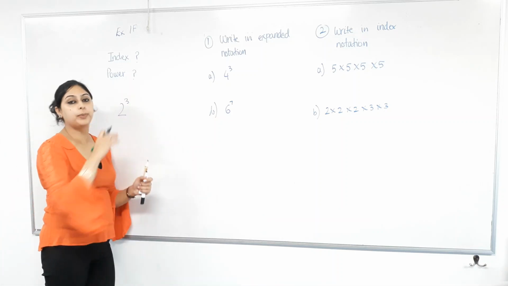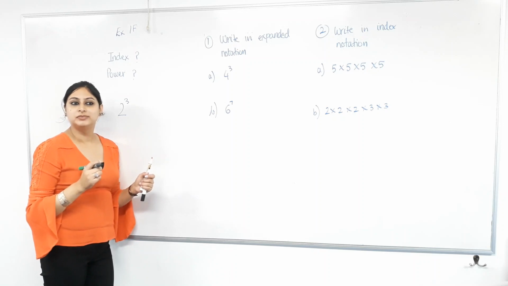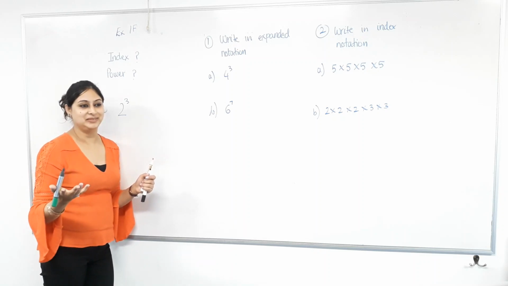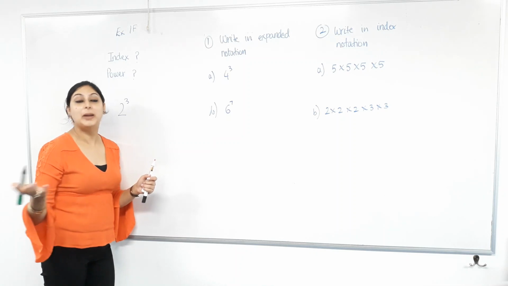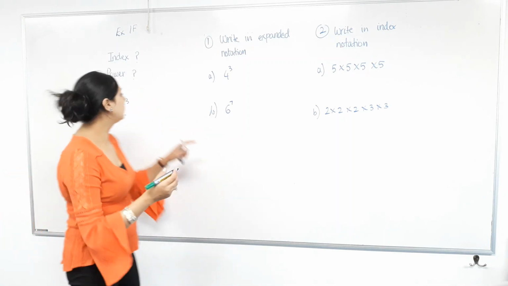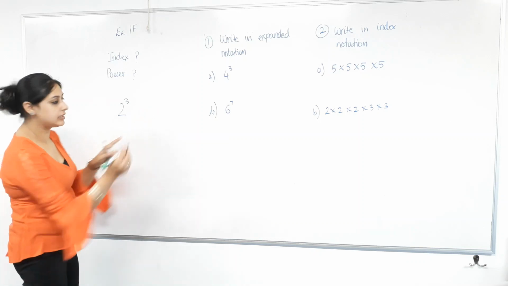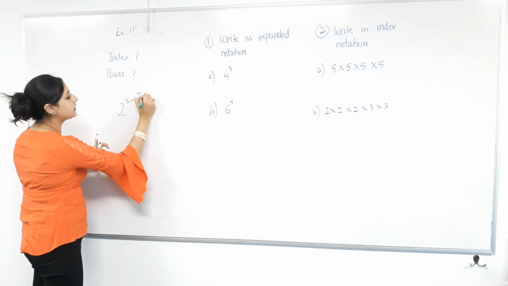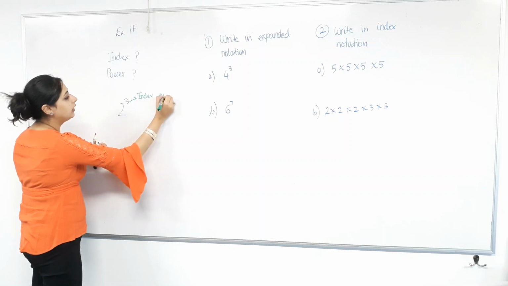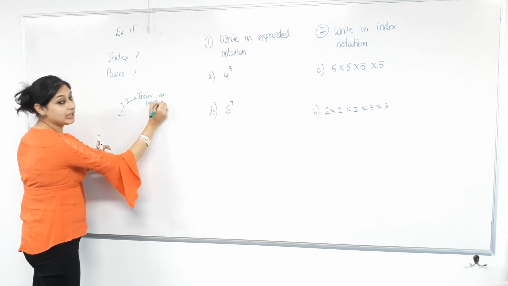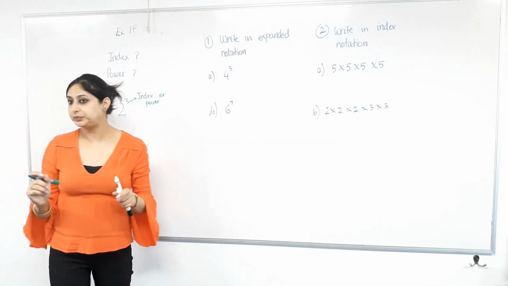Is there another word for power? Okay, what's an index? A power. So we can either say that 2 to the power of 3. So 3 is the index here. So this is called the index or the power. There's another word for it, exponent, but you don't need to worry about it.